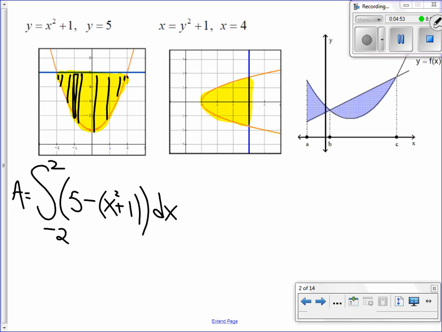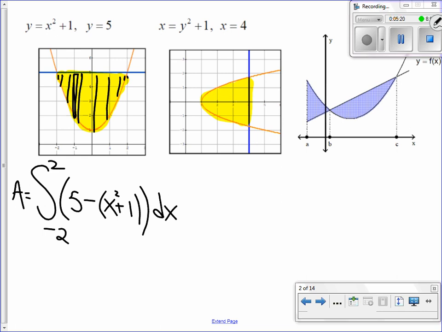-2 to 2. They're kind of nice with this one. That's it. And when they say set up but do not evaluate an integral to find the area, then you're done. Now, if you really wanted to get the answer, I'd clean it up in here, take the antiderivative, plug in the upper, lower, subtract. We'll do that, but this is just the setup. Any questions for that one?